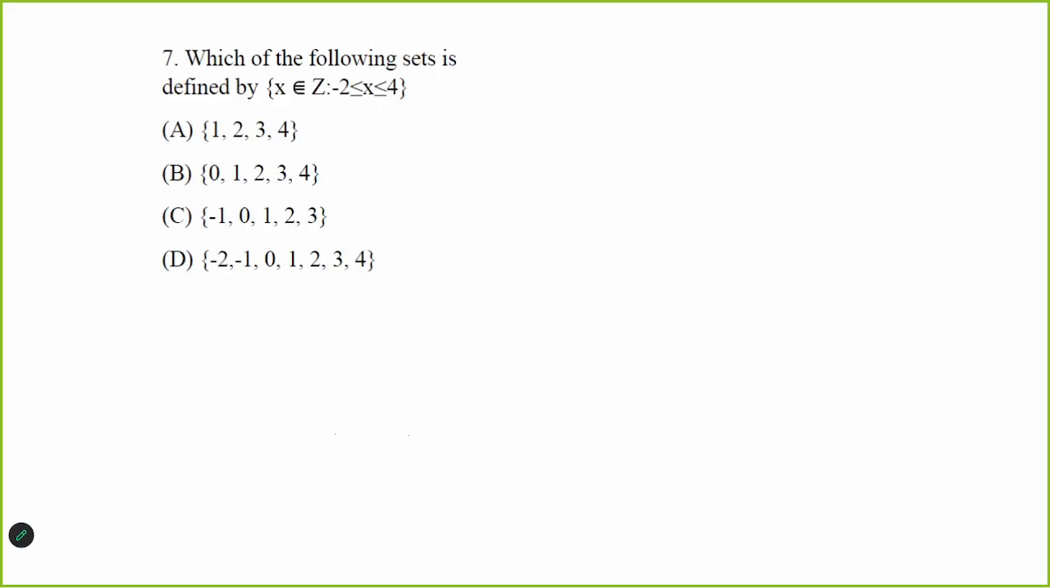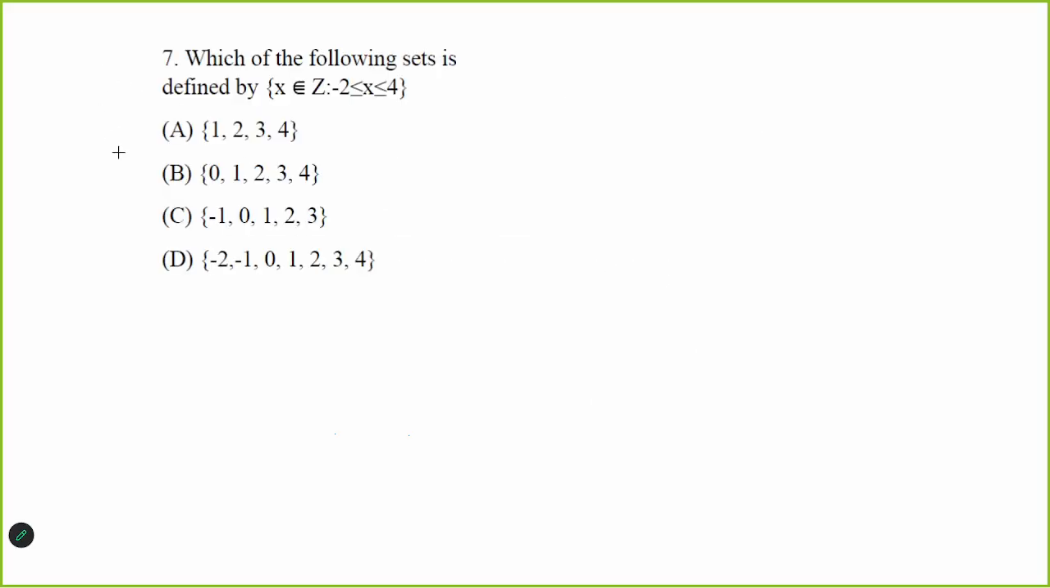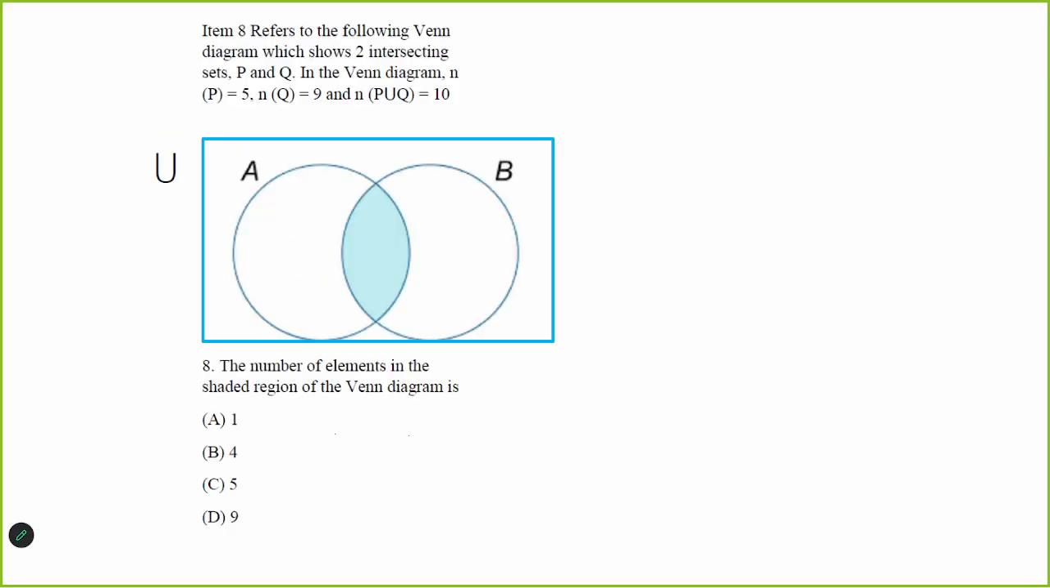This here is a repeated question. So we are doing January 2023. This is a repeated question. It will be -2, -1, 0, 1, 2, 3, 4. The number of elements in the shaded region. So they said item 8 refers to the following Venn diagram that has 2 intersecting sets. This is P and this is Q.